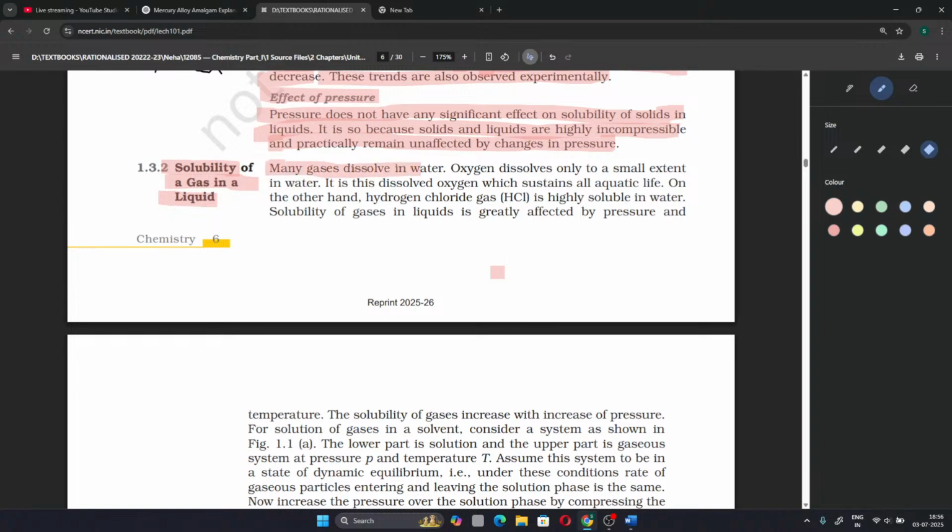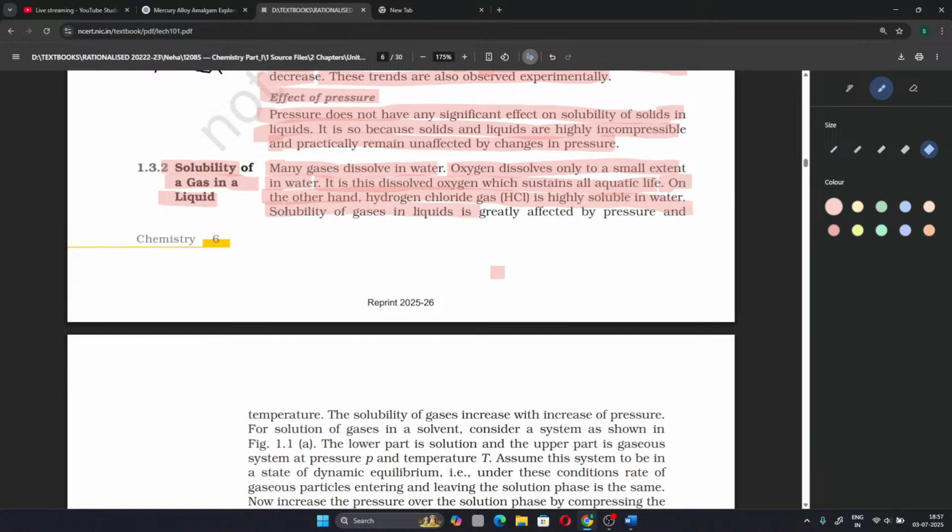Many gases dissolve in water. Oxygen dissolves only to a small extent in water. It is this dissolved oxygen which sustains all aquatic life. On the other hand, hydrogen chloride gas is highly soluble in water.